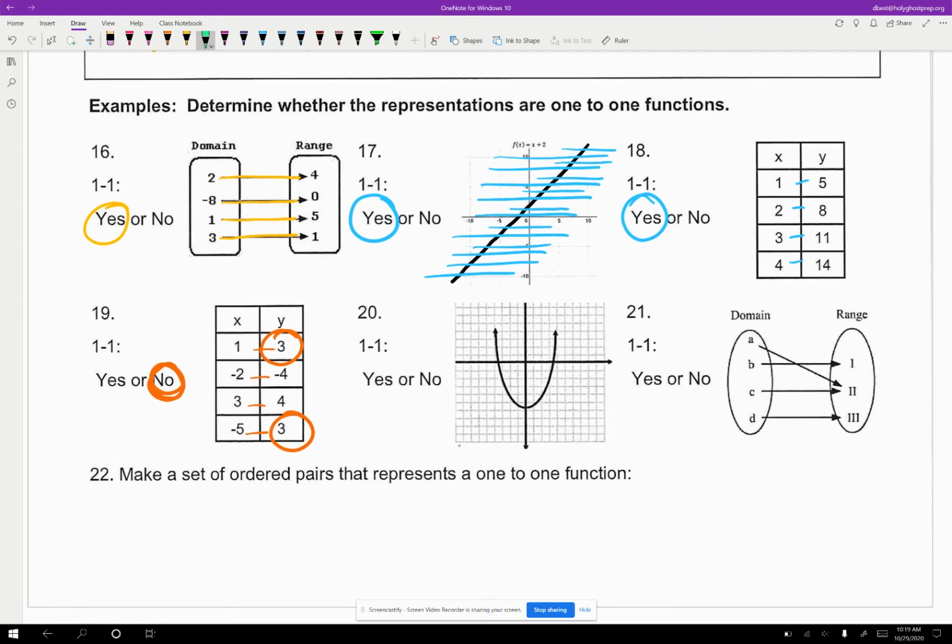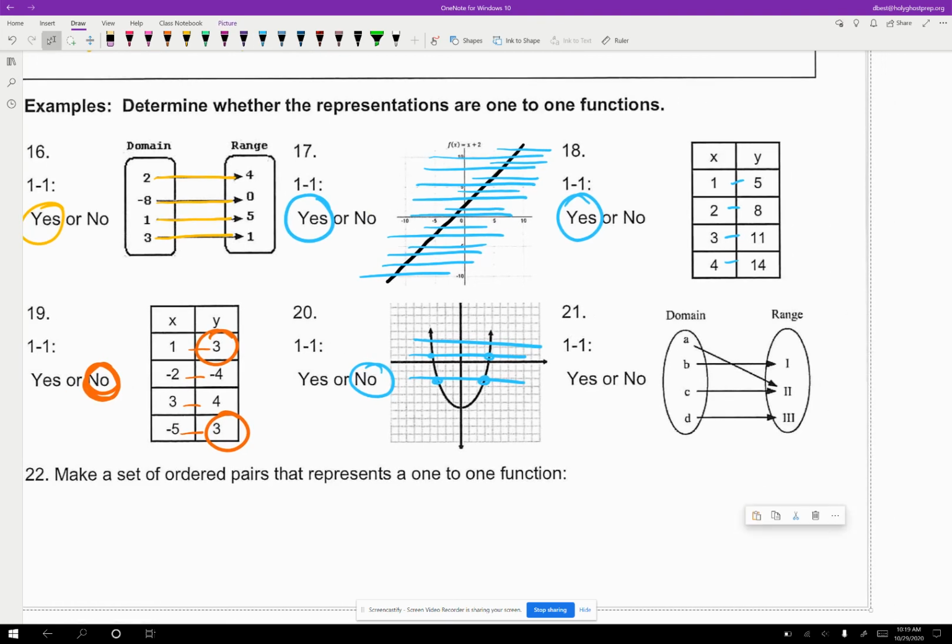On my next graph, it looks like I passed the vertical line test, which makes it a function, but when I go to do my horizontal line test, I'm crossing through that curved shape at multiple points. So this is no, it is not a one-to-one function.